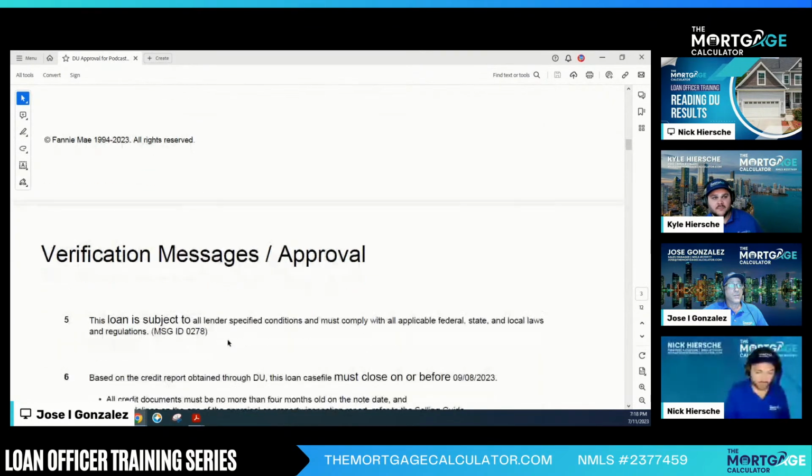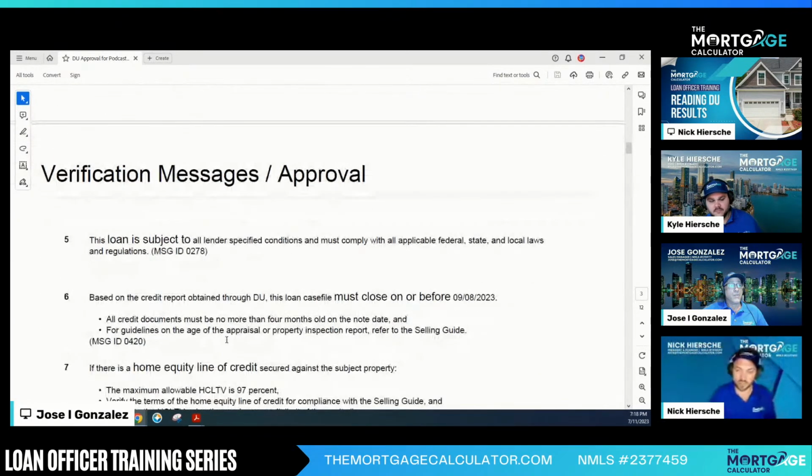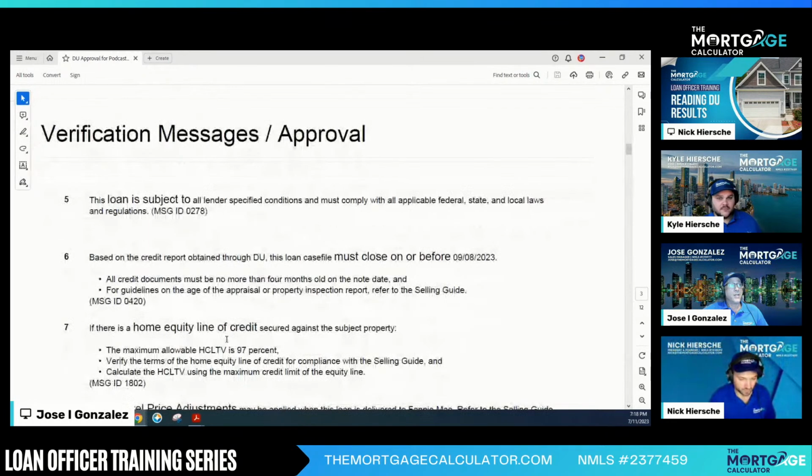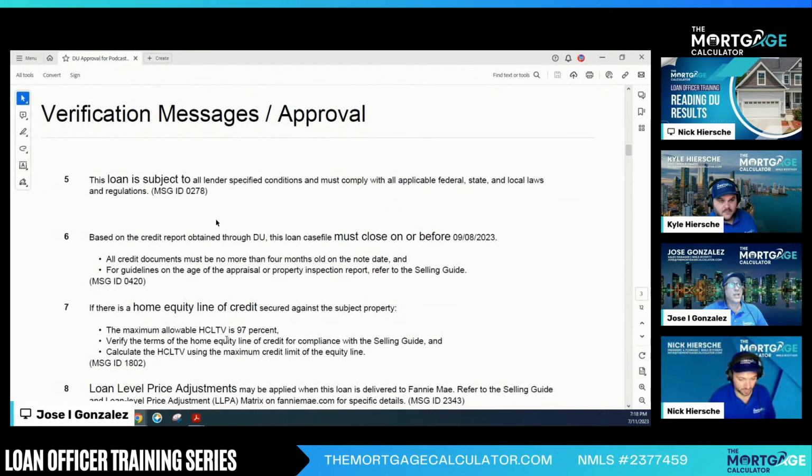So now we go on here. Let me put the screen up a little more. Okay, so this is just some legalese here, but now here's some of the stuff we got to look at here.